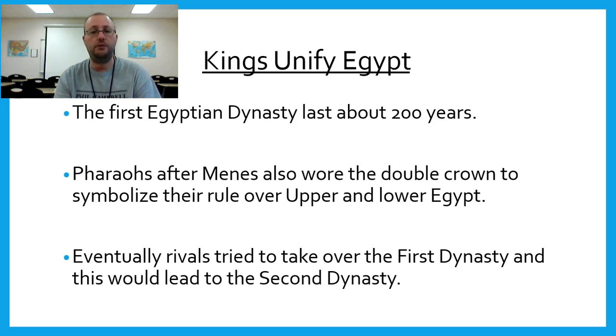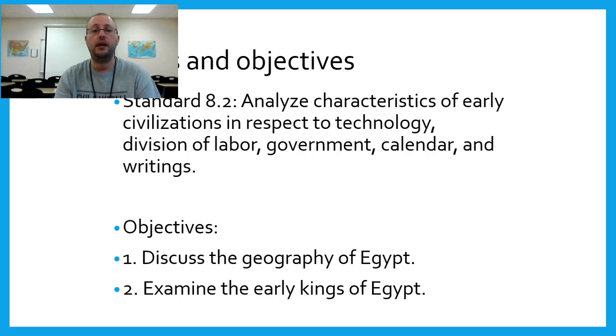Eventually, rivals tried to take over the first dynasty, and this would lead to the second dynasty. Of course, when the first dynasty falls, the second dynasty comes into power. And this is going to be the end of the first section here.